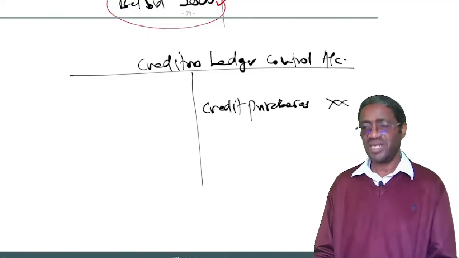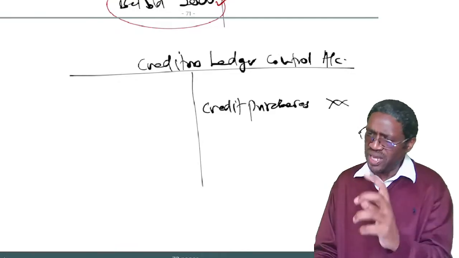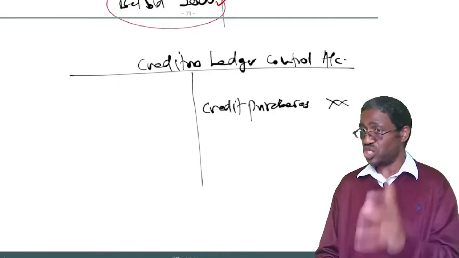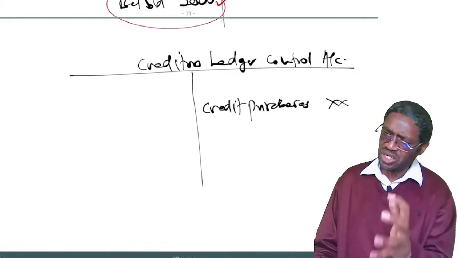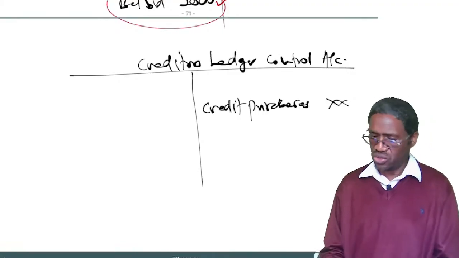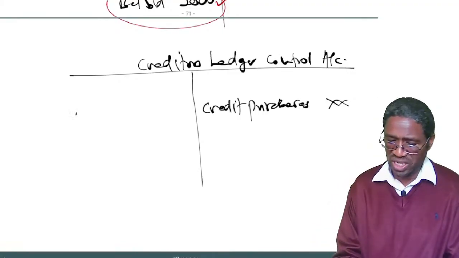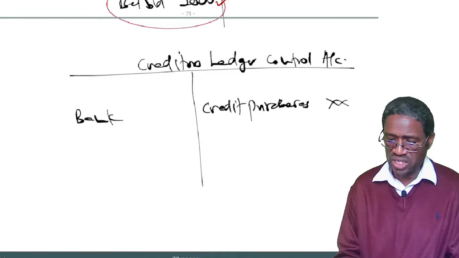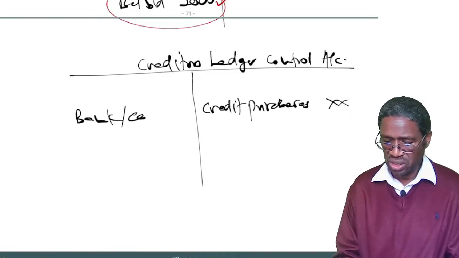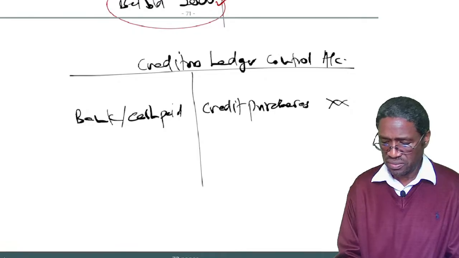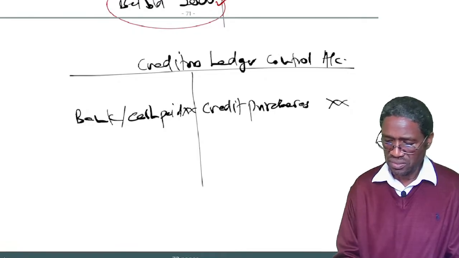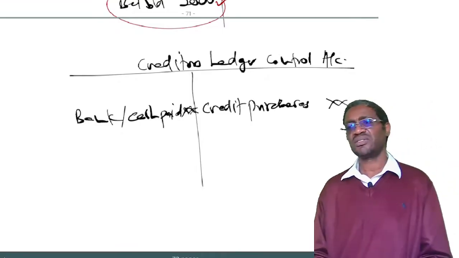So you don't enter it in the control account. Good. Listen. If you paid the creditors by cash or by check, then you must reduce what you owe to them. So when you pay creditors, you normally debit creditors and credit bank. This is cash or checks paid to your creditors.